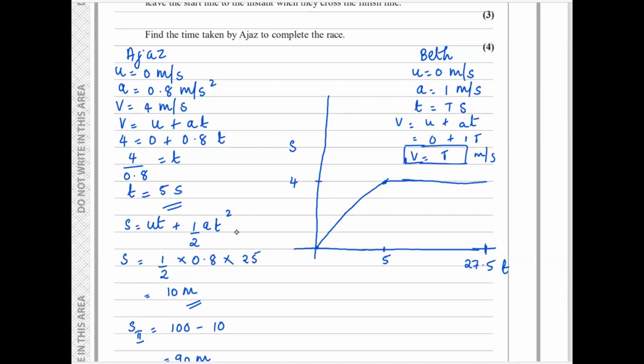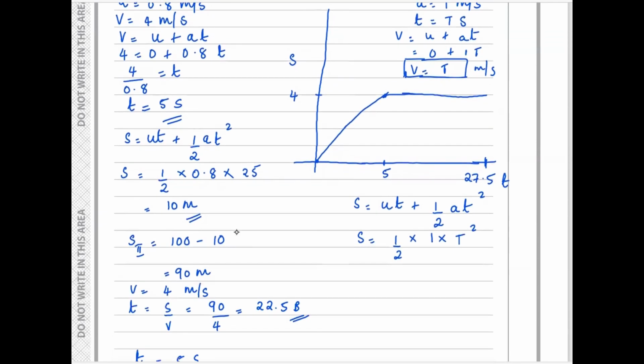So now let's first find out, during this time t seconds, from 0 to t seconds, what is the distance covered by Beth? Let's take the formula S is equal to ut plus half a t square. Since u is 0, ut will get cancelled. Half of a is 1 and t is capital T, so t square. So S is equal to t square by 2. This is the distance traveled by Beth during the first t seconds.